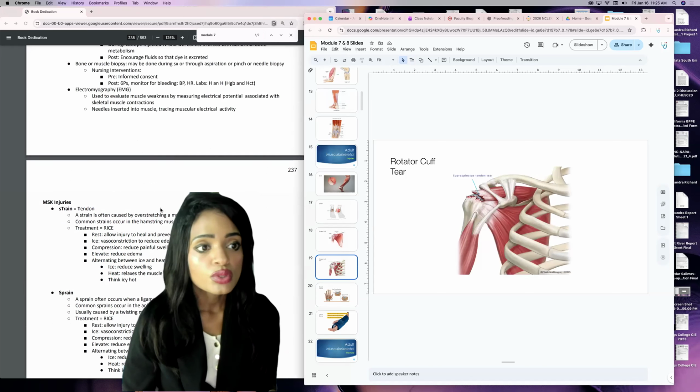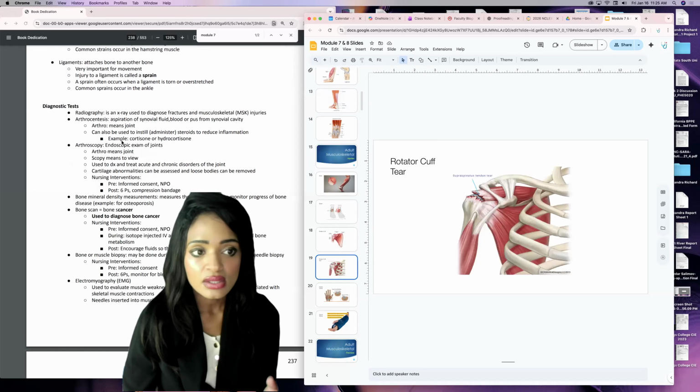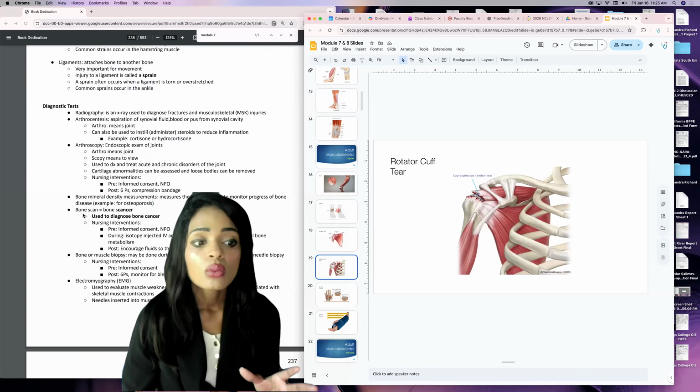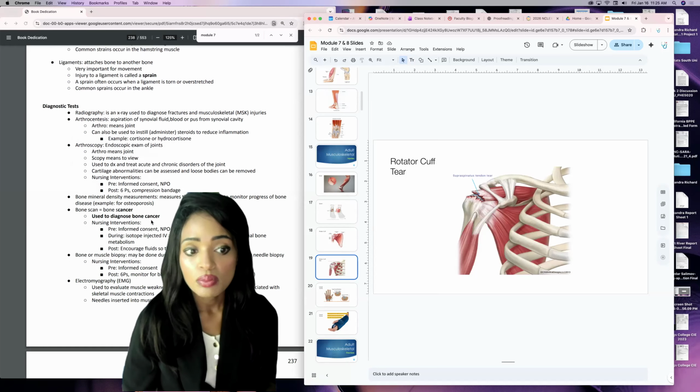For homework, you were supposed to read through diagnostic tests on page 236. So if you did not do that, please do that. And make sure you know that we use a bone scan to diagnose bone cancer.